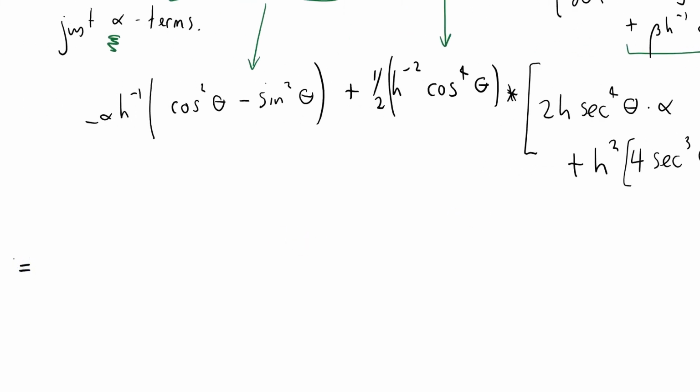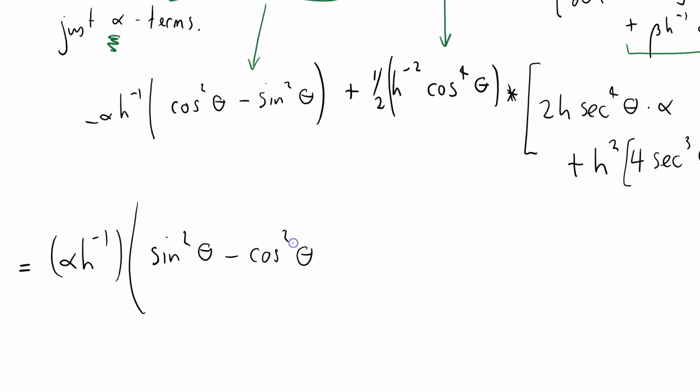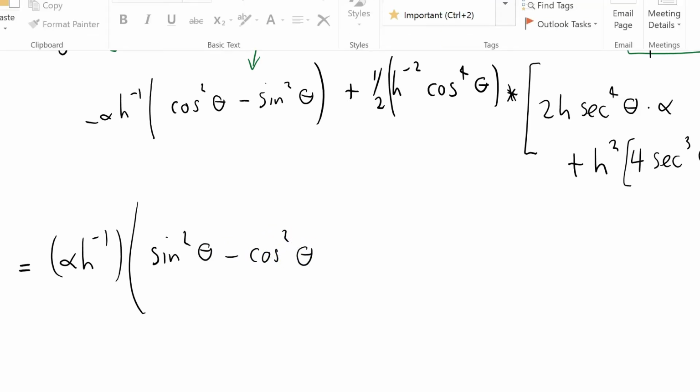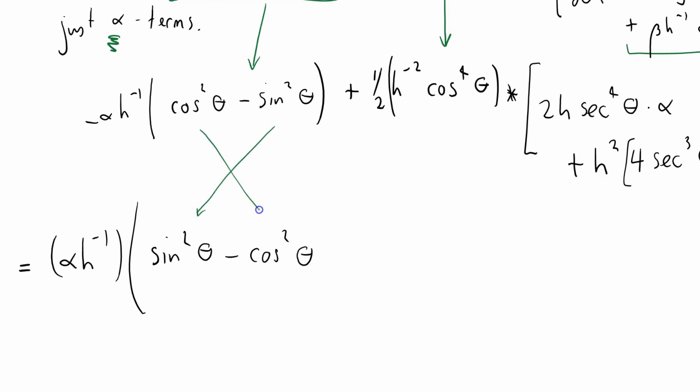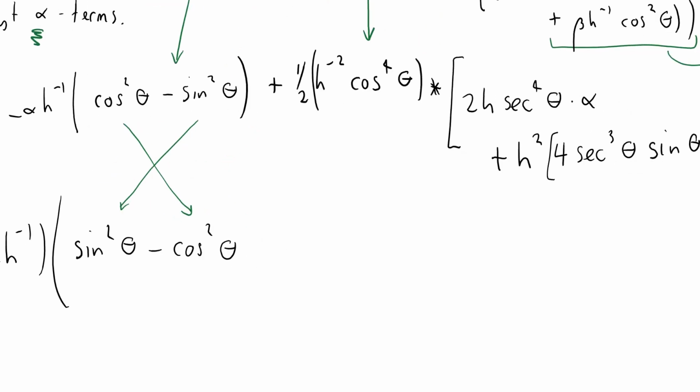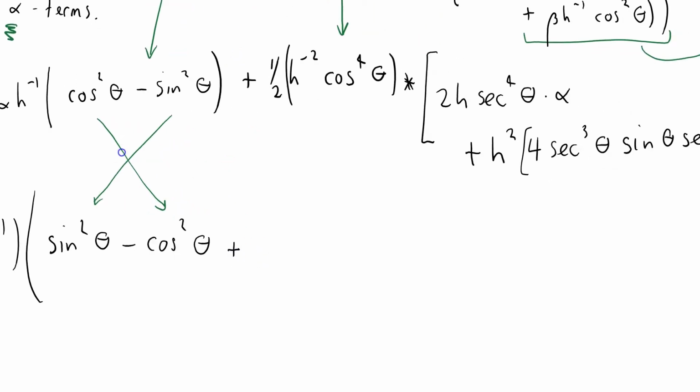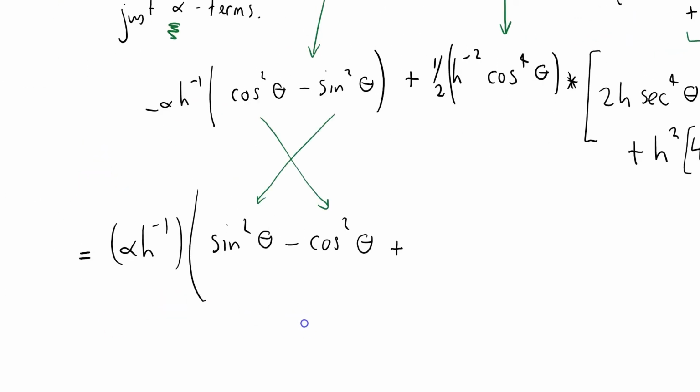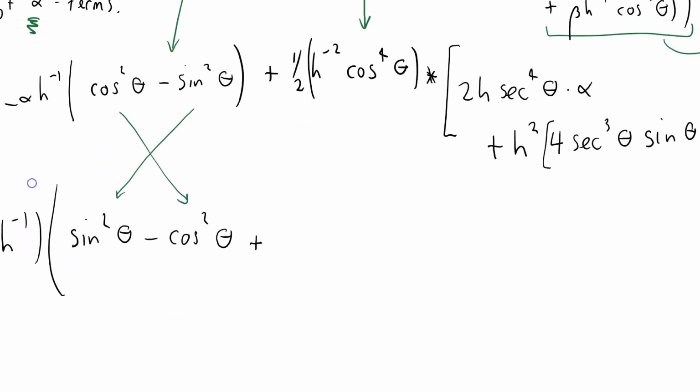equals alpha h minus 1 times sine squared theta minus cos squared theta, which is that term, those two terms there. Easy to forget those. That one's that one, and this one's this one. Back to black. Plus, you see the powers of h are all h minus 1, and I've got the h minus 1 here, and I'm only looking at the alpha terms here.